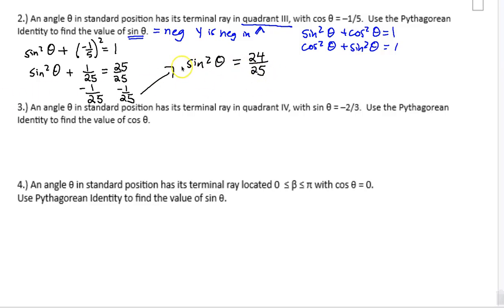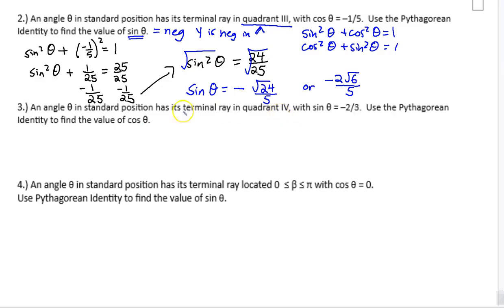I'm going to take the square root of both sides. Now I only want the negative one because I'm in the third quadrant, so I know the sine of theta is negative root 24 over 5, which is a perfectly acceptable answer. Or if you like to reduce the radical, you can make that root 4 times root 6. The square root of 4 is 2, so this can become negative 2 root 6 over 5.